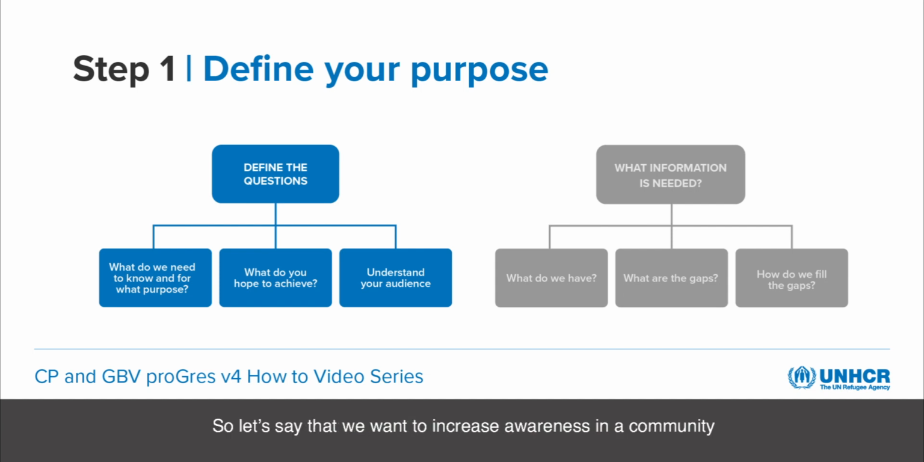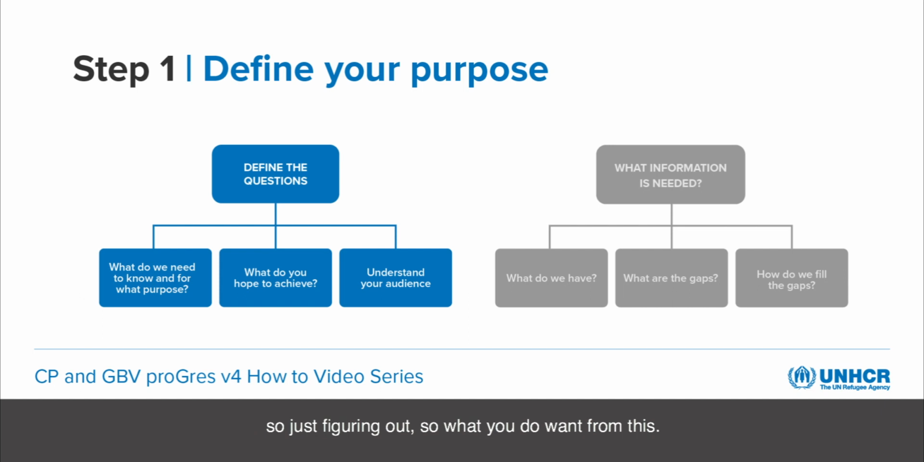So let's say that we want to increase awareness in a community about intimate partner violence. Then the information that we are going to be collecting will be applicable to the community where we'd be presenting this, versus if we're going to the HCT or to a scientific community, we're going to want to ask our questions in a little different way that would be in line with their expectations.